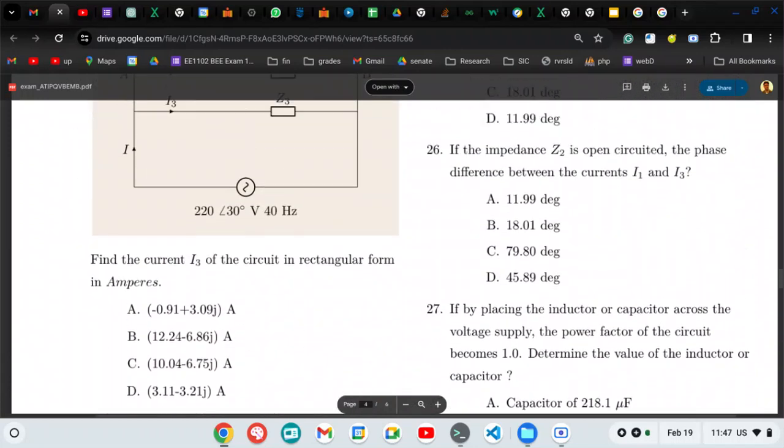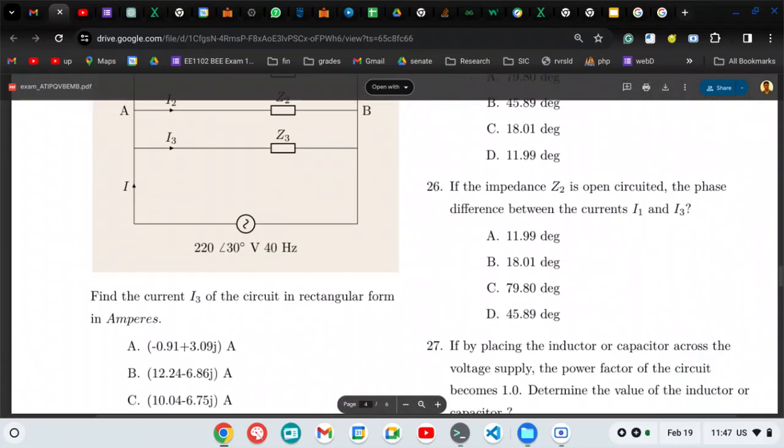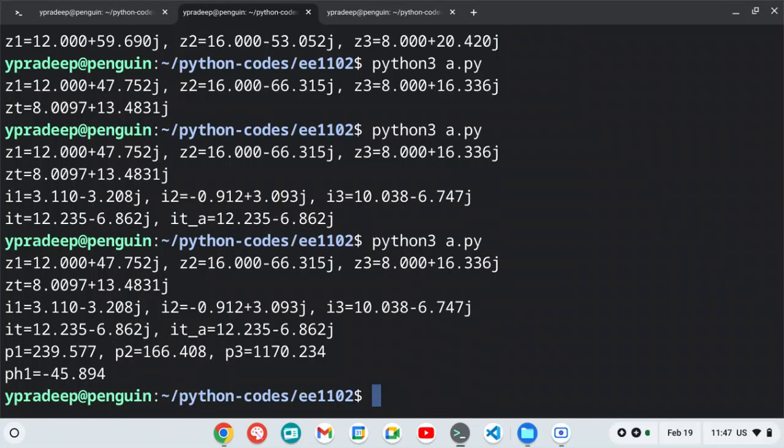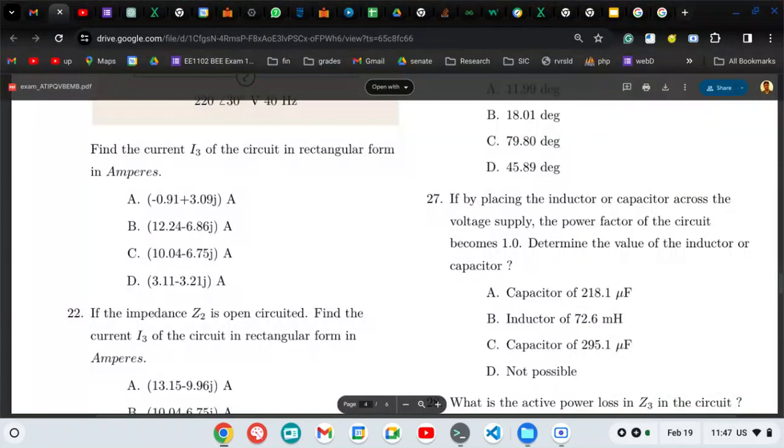So question number 21, find I3. Okay, so I3 is already solved. It is 10.038 minus 6.747 j. Okay. So C is the answer for question 21.